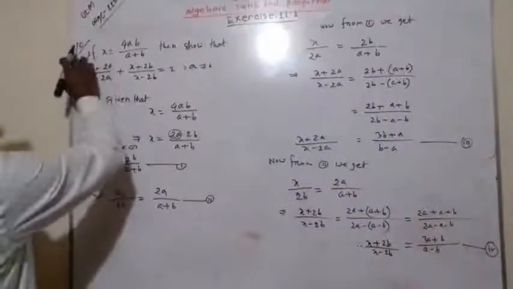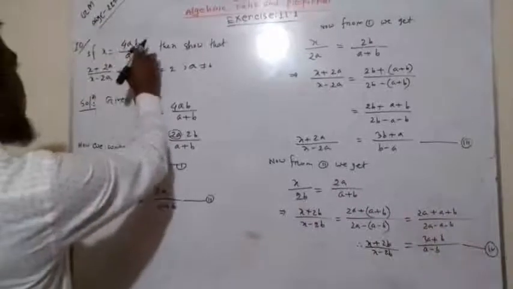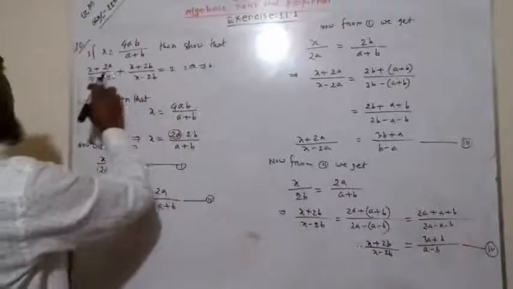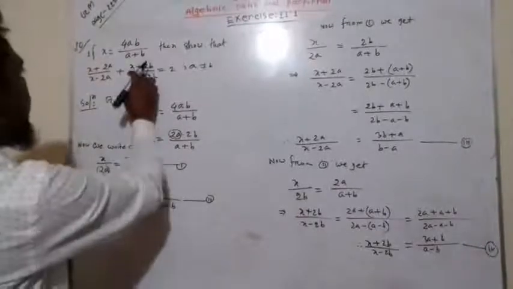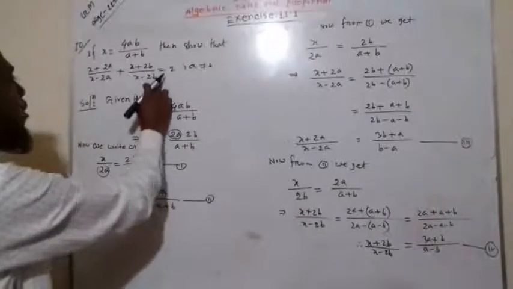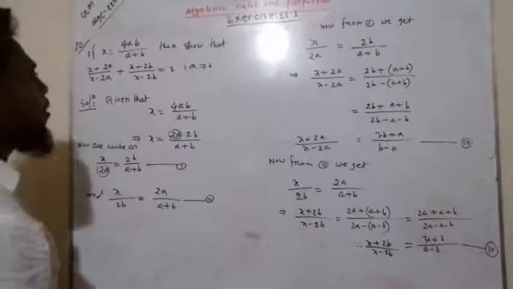Here the problem number 10. If x equal to 4ab divided by a plus b, then show that (x + 2a)/(x - 2a) + (x + 2b)/(x - 2b) equal to 2, where a is not equal to b.